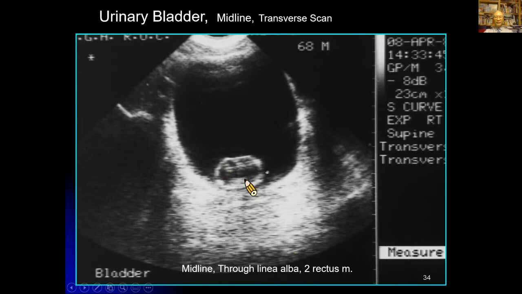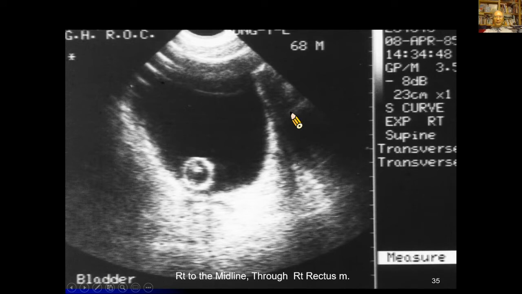And here, a Foley catheter balloon, just because the rectus muscle here serves as a lens, and therefore refraction occurs, and one balloon looks like two balloons. In this situation, you can move the transducer lateral to the midline, and then you can see only a single balloon.